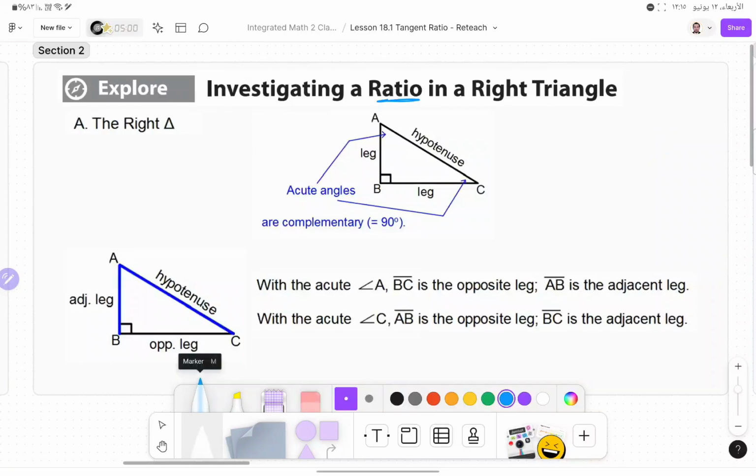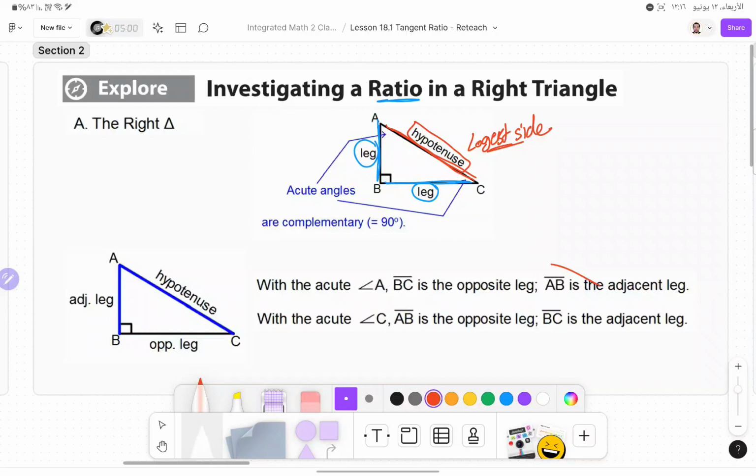The first thing here, the right triangle. Let's have a look at triangle ABC. We know that the right angle triangle has three sides. The first side is side AB, which we call a leg or side, and the other one is side BC, which we also call a leg. The third side, I will draw in a different color to show the difference. We call this one the hypotenuse, the longest side in the right angle triangle.